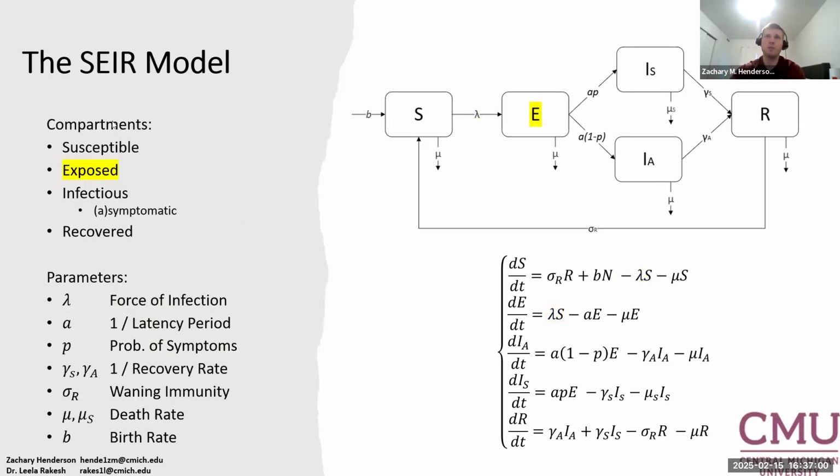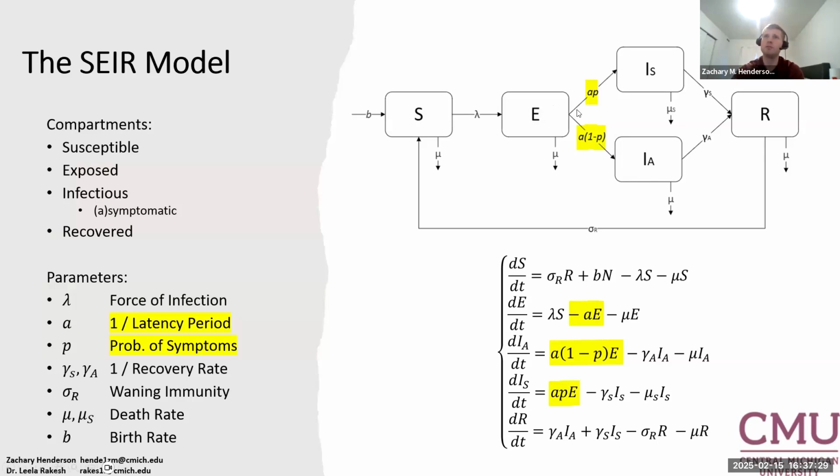So next, once we come in contact with somebody who's infectious and the disease gets passed to us, we end up in this exposed category, which means that we're not quite infectious yet. We're going through the latency period. However, we are going to come down with the disease and become infectious at some point. That's modeled by this A times P and A times 1 minus P term, where A is 1 over the latency period given in number of days, and P is the probability of symptoms.